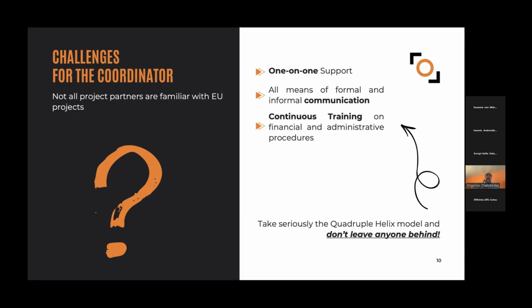You need to create support mechanisms. You need to sometimes, allow me the term, babysit the actors, babysit the beneficiaries in order to understand the necessities of the reporting, in order to understand the necessities of participating in meetings. Sometimes you need to do it in a language other than English, but it's necessary because otherwise you run the risk that somebody loses connection and loses interest in the project. The essence of the quadruple helix model and the essence of the multi-actor approach is not to leave anyone behind during the 4 years of the implementation of the project.